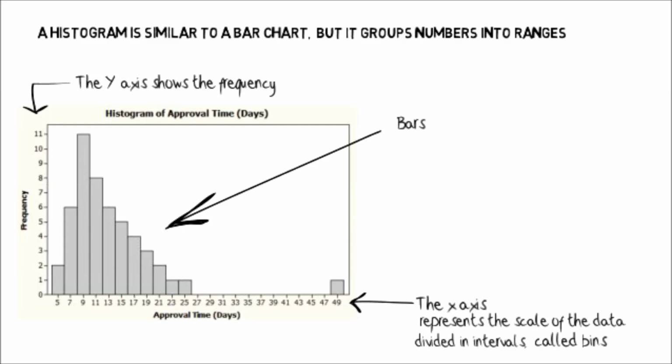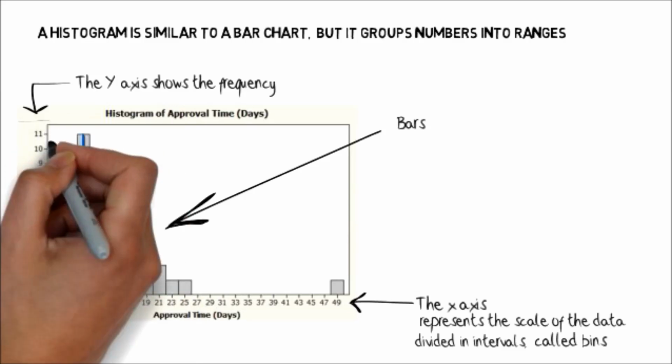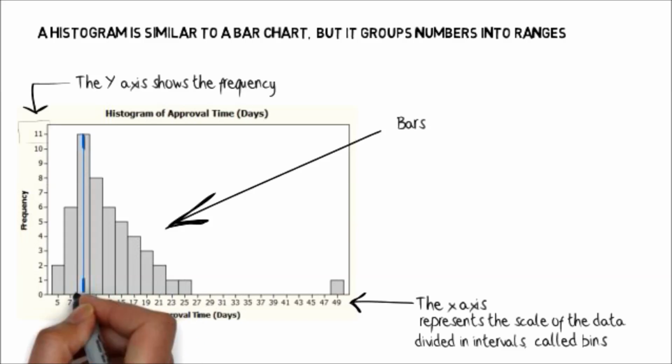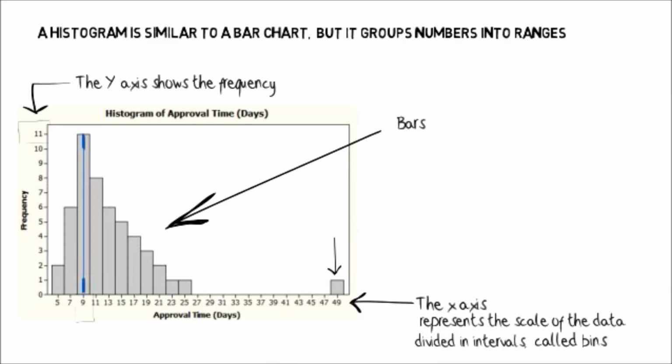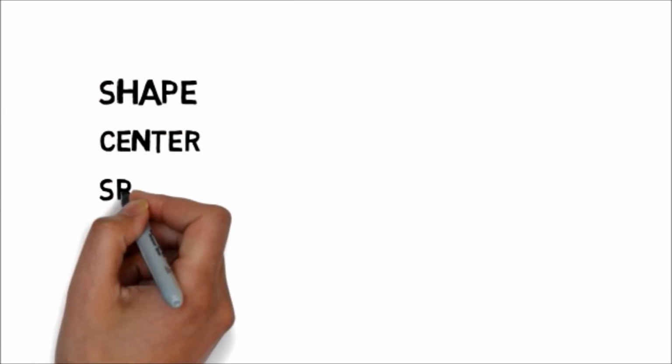For example, this bar is 11 units high because within the dataset there are 11 applications that have been approved between 8 and 10 days. We can easily see as well that there is data far from the other data points. These data points are called outliers. The histogram can be described by its shape, center, and spread. Let's do it in Minitab.